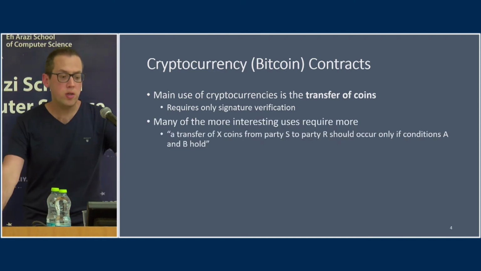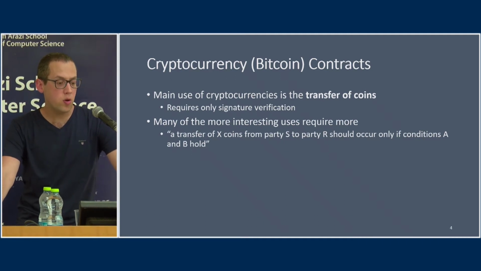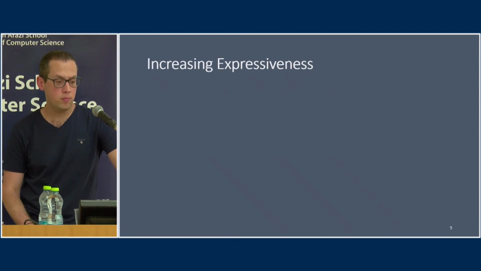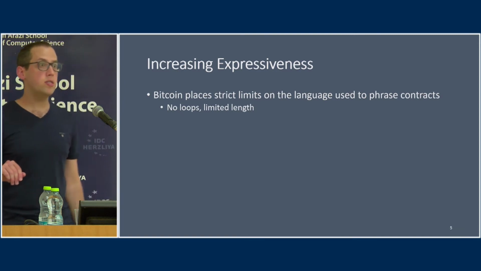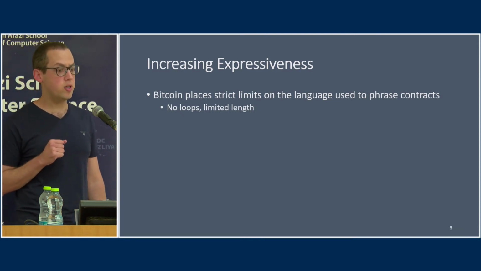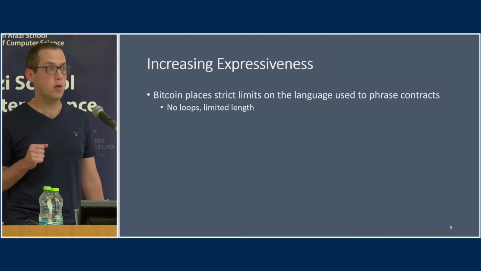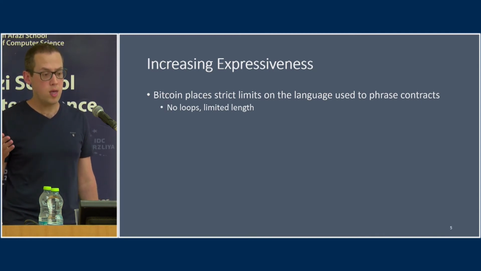Many of the more interesting uses require more. In general, a transfer of X coins from party S to party R, from a sender to a receiver, should occur only if conditions A and B hold. Bitcoin and other related cryptocurrencies based on Bitcoin place strict limits on the language used to phrase contracts or conditions. Chiefly, there are no loops, which renders the language not Turing complete.